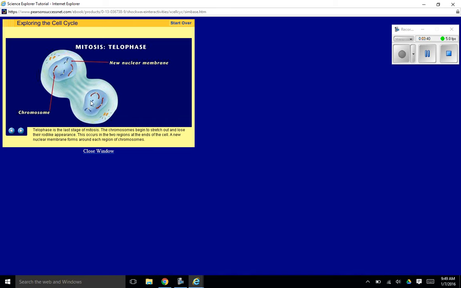And again, you'll see in the next diagram that the chromosomes begin to break down. They start to, as it says, lose their rod-like appearance and they actually become DNA again.